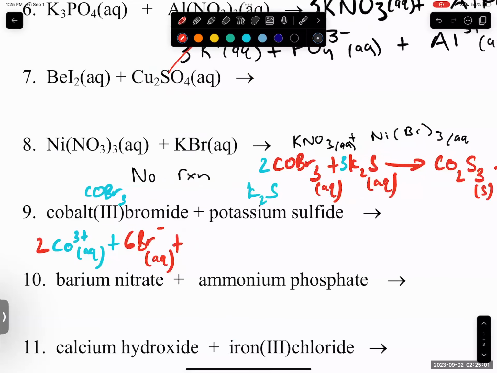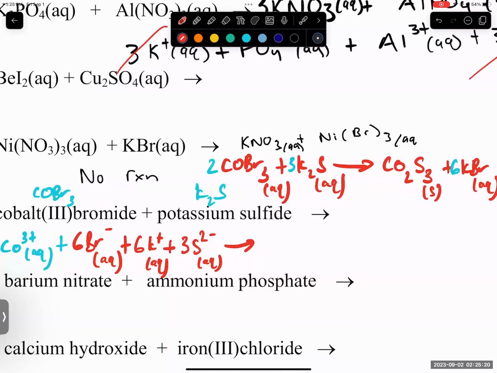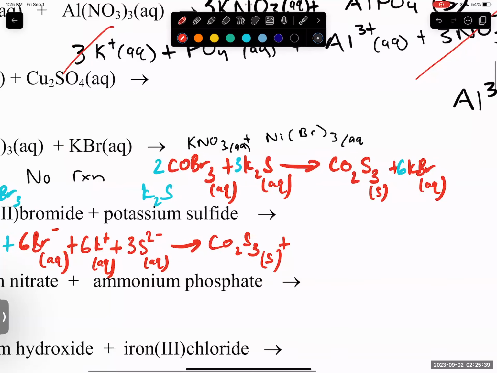Now, how many potassiums do you have? 6, so 6 K plus aqueous. And how many sulfurs? 3 S minus aqueous. Now, do I break up cobalt sulfide into its ions? Yes or no? Why not? That's insoluble. It's a solid. No ions exist, so just write that out as is: Co2S3 solid. Now, how many potassiums do I have? 6 K plus aqueous. Finally, 6 Br minus.